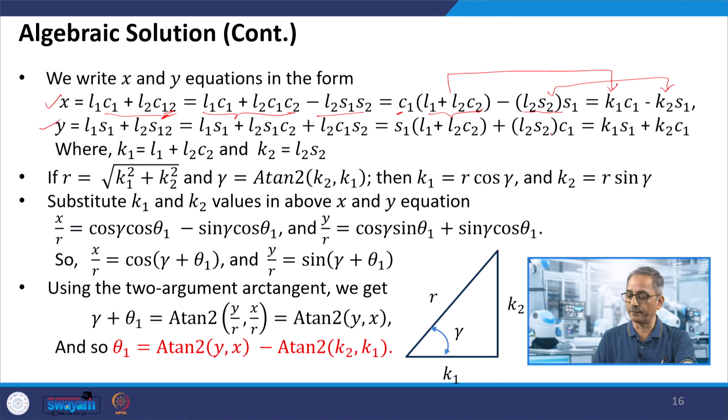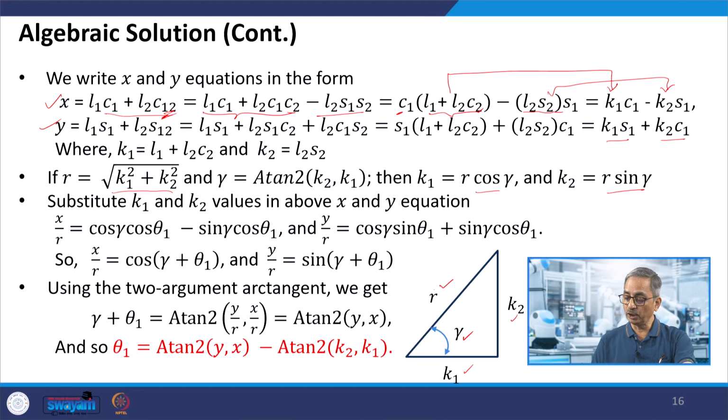Similarly, I can write for Y. So, I get K1 S1 plus K2 C1. Okay. Now, let me define this K1 and K2 through a triangle, and say this is R. So, this R will be the square root of K1 square plus K2 square, and say this angle gamma is going to be atan2 of K2 by K1. Okay. So, from here what I get, basically K1 is going to be R cos gamma, and K2 is going to be R sin gamma.